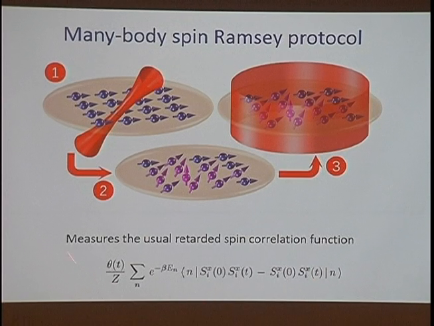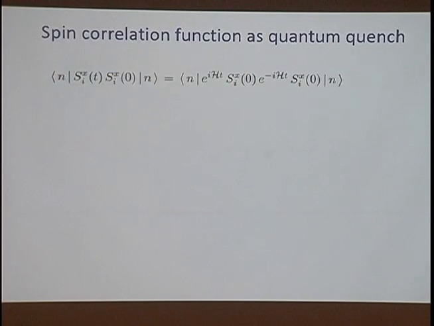This Ramsey interference is nothing but the measurement of the usual spin correlation function, but in time rather than in space, in frequency. Typically in condensed matter, we talk about measurements in the frequency domain, whereas this Ramsey protocol really measures the retarded spin correlation function in time. Now, what can we learn from the spin correlation function?